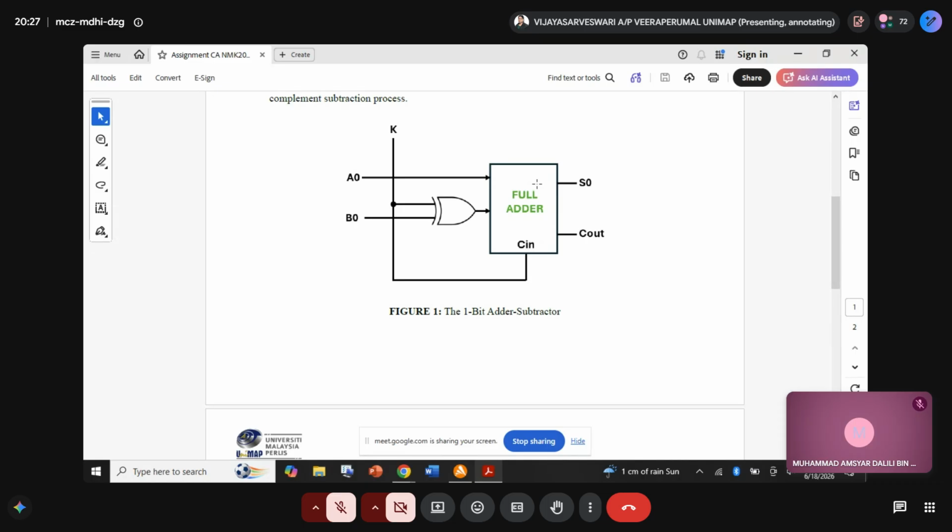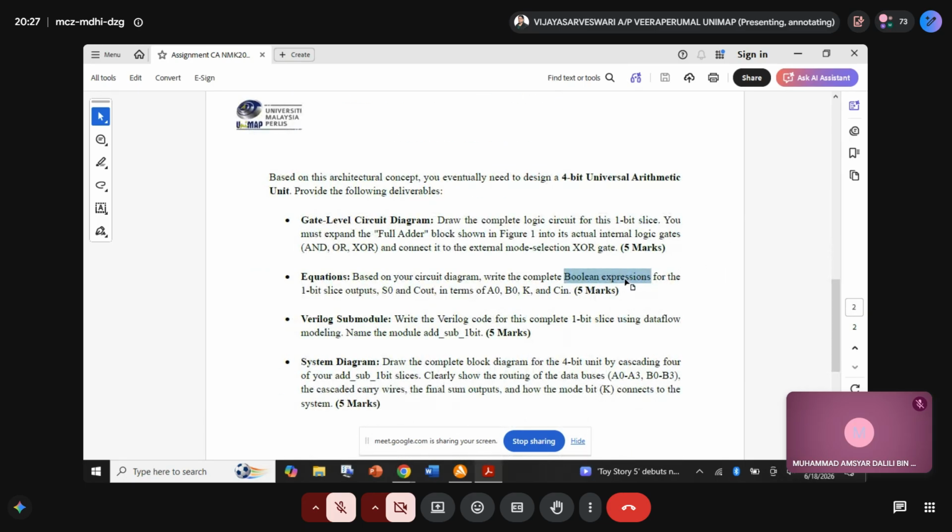It becomes an AND gate, or I think, I'm not sure, I forgot actually. So we have some basic gates. Then C out will be something, and S will be A XOR with B. Something like that. It is the Boolean expression of the simple gates. And then the Verilog submodule.